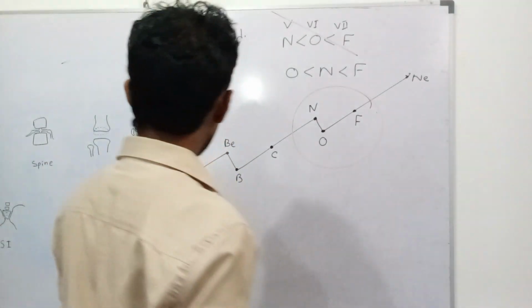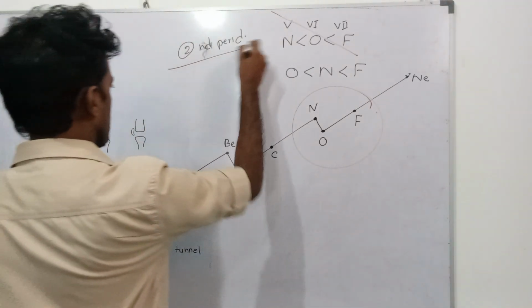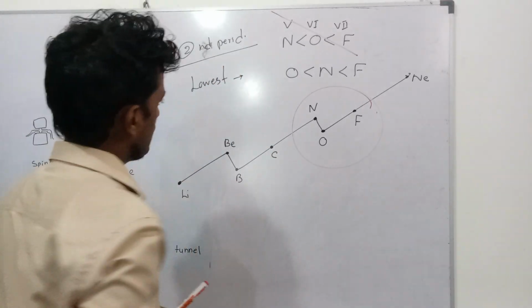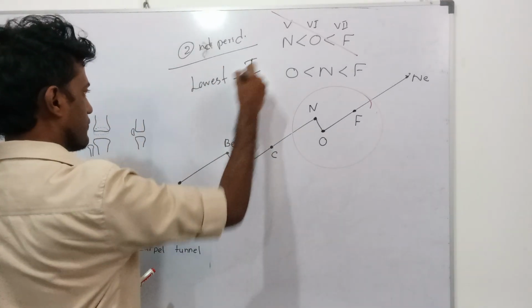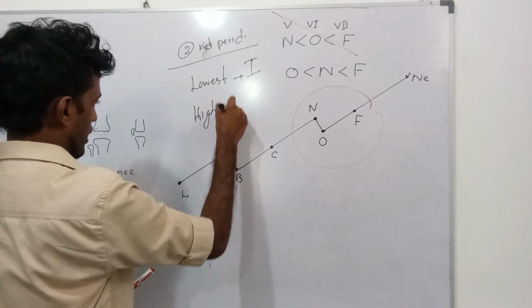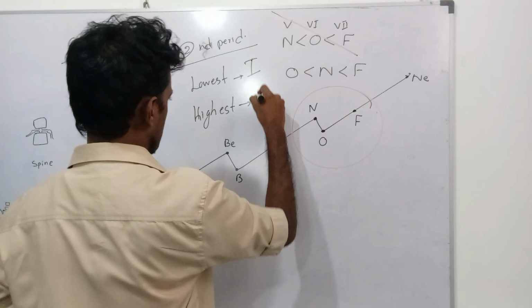In a period, the lowest value is in the first group. The highest ionization energy is in the 8th group.